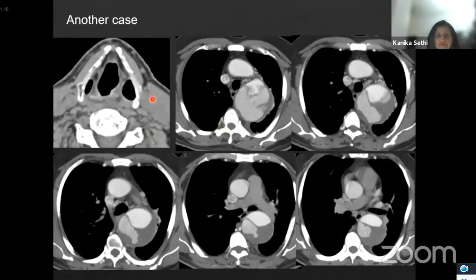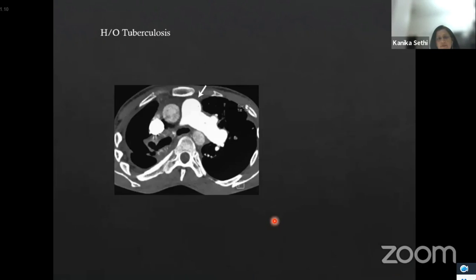Another case of left-sided vocal cord palsy: there is aneurysmal dilatation of the arch and proximal descending thoracic aorta with dissection and thrombus. And this is causing palsy on the left side. This is a pulmonary angiogram. This patient has a history of tuberculosis, with a dilated pulmonary artery which is compressing the recurrent laryngeal nerve and causing the palsy.